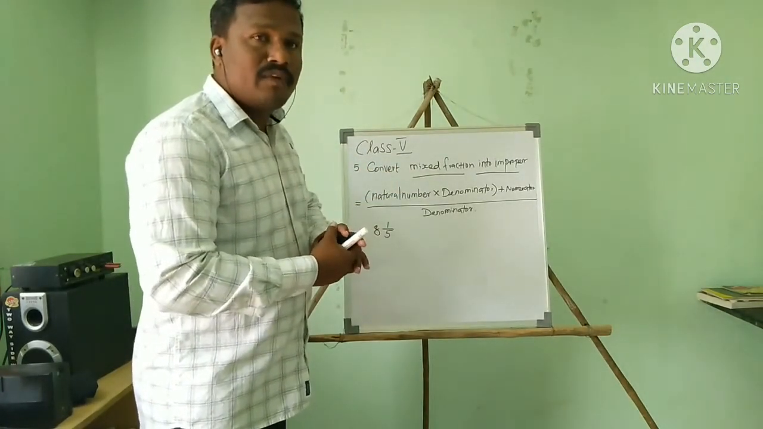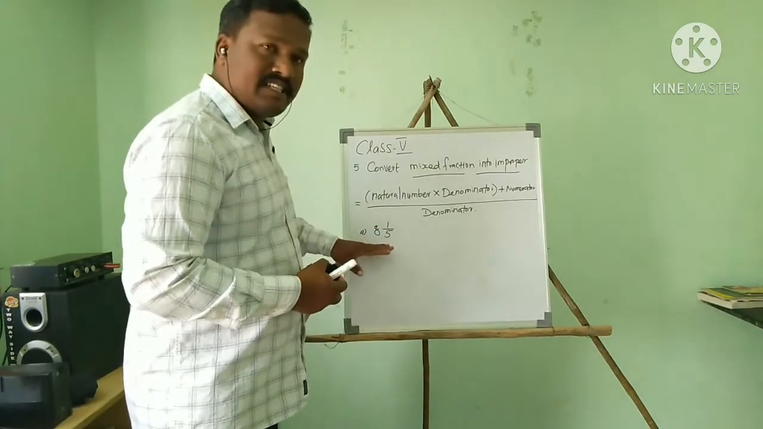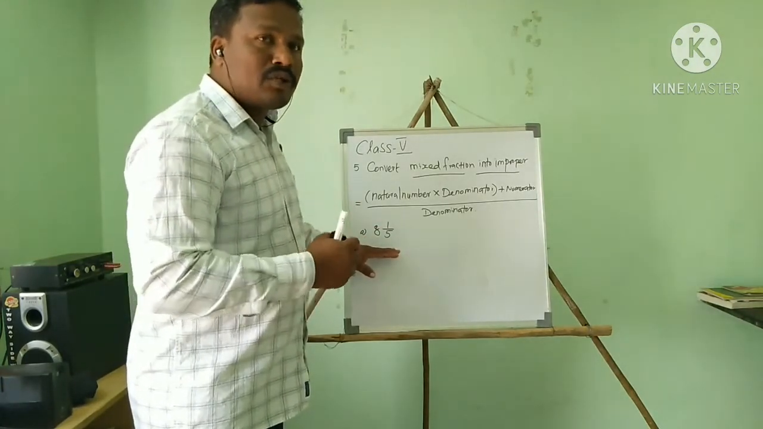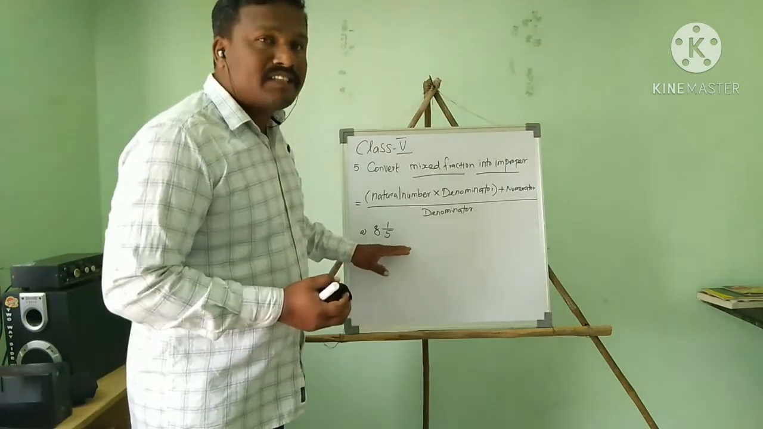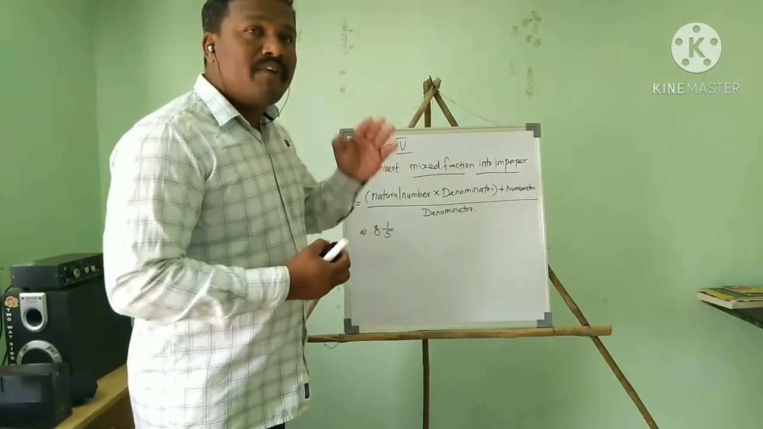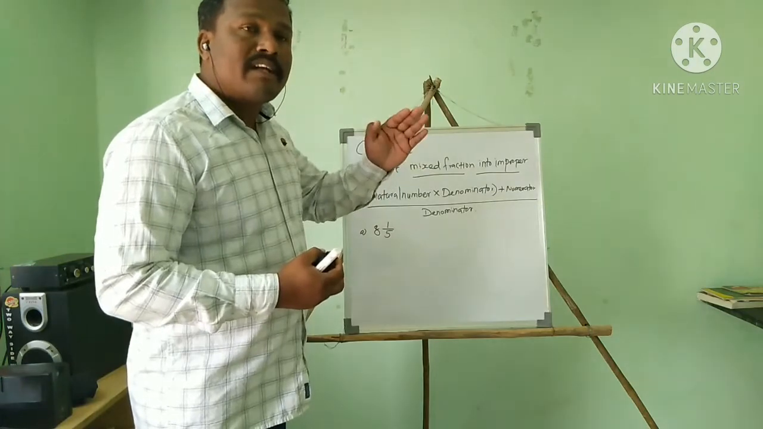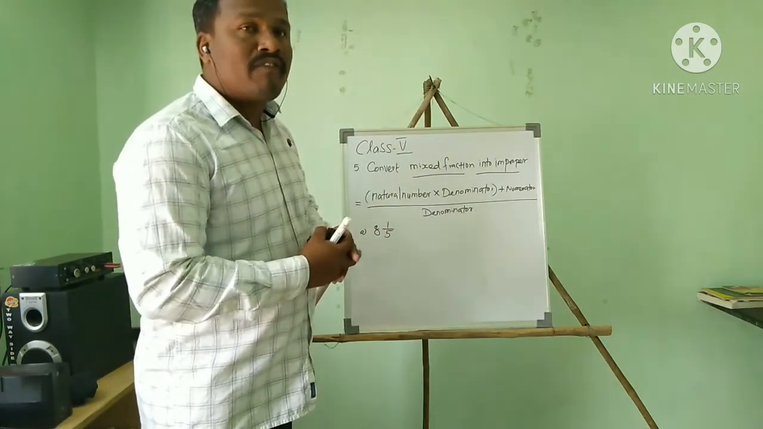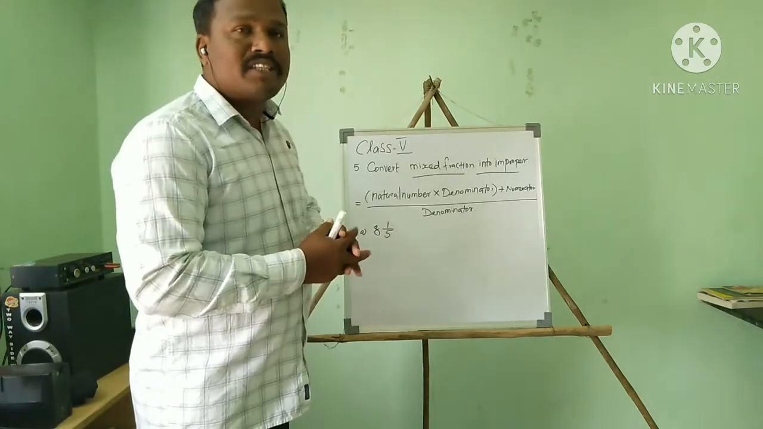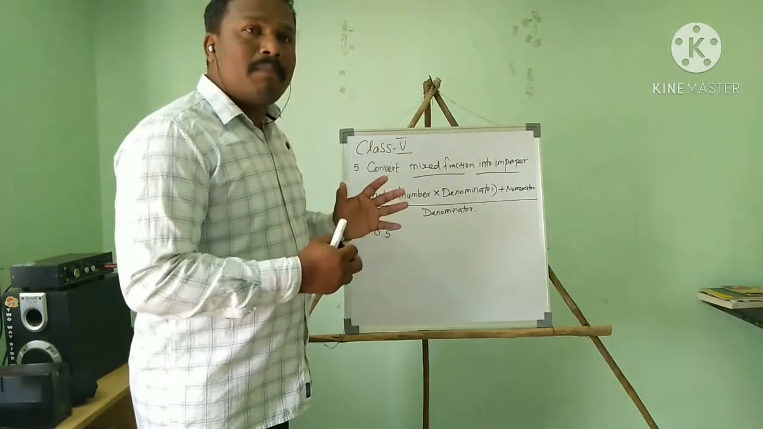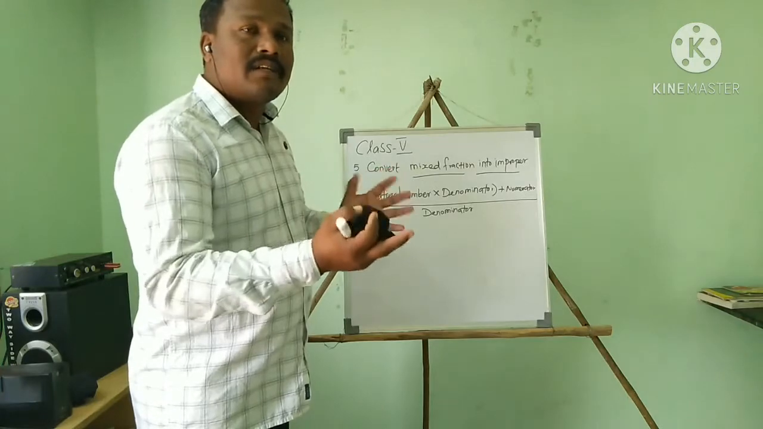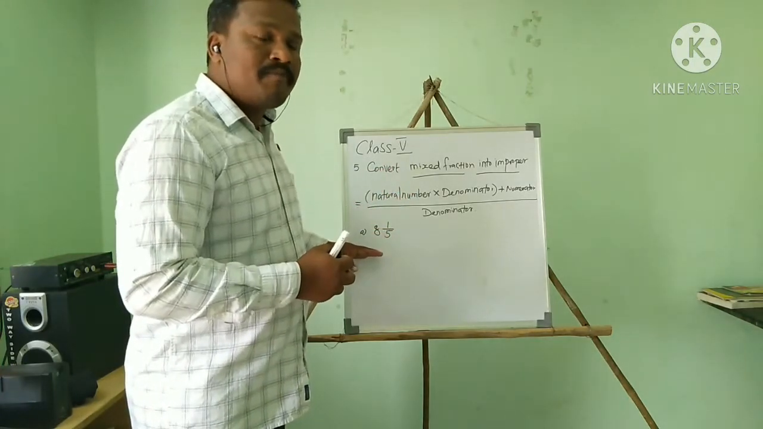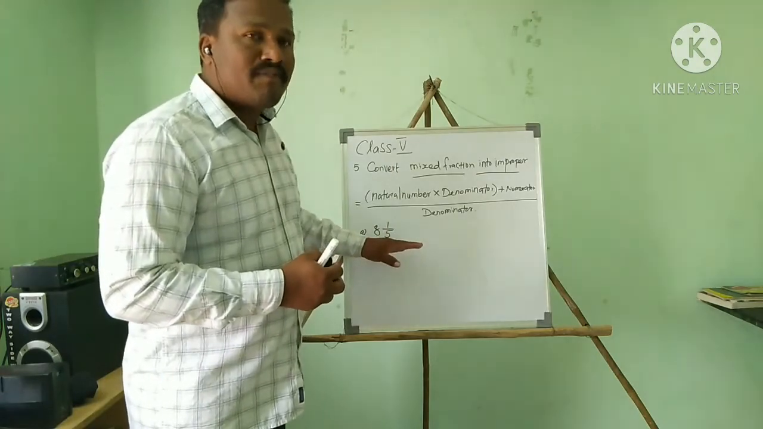Mixed fraction, you know very well. Can you identify which fraction this is? 8 into 1 by 5. It's a mixed fraction. Now we want to convert it into an improper fraction. What is an improper fraction? A fraction whose numerator is bigger than the denominator is called an improper fraction. And a mixed fraction is a natural number combined with a fraction. Now we want to find the improper fraction for the given mixed fraction.